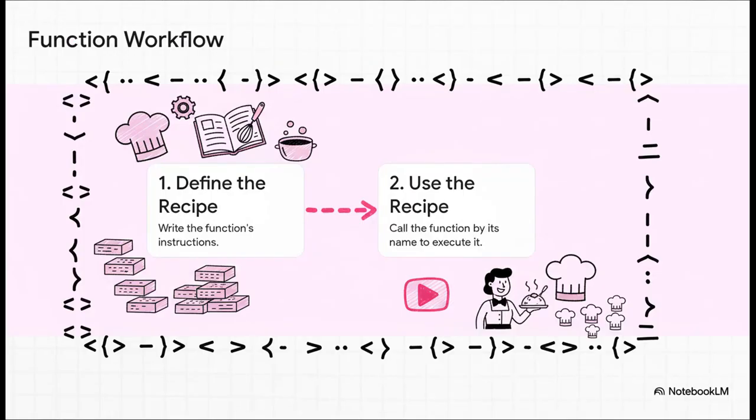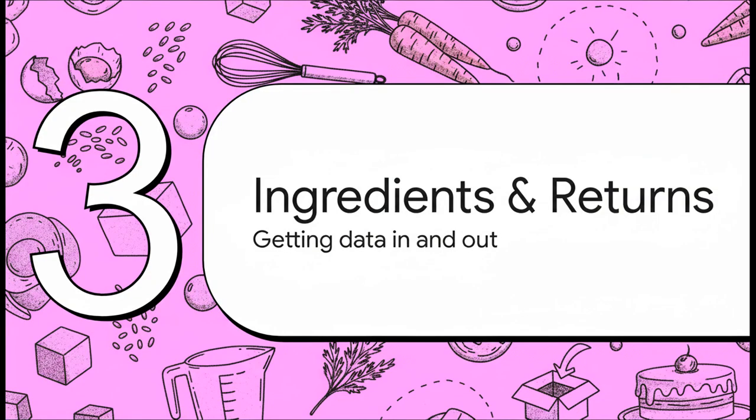And using them is a super simple two-step process. First, you define the function. This is you writing down the recipe, step by step. Second, you call the function by its name anytime you want to use that recipe. It's that simple. You define it once, but you can call it 100 or 1,000 times. Of course, recipes need ingredients, right? And sometimes they actually produce a finished dish. So let's take a look at how our code's recipes, our functions, get data in and out.